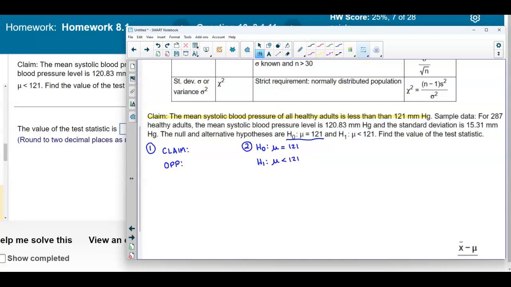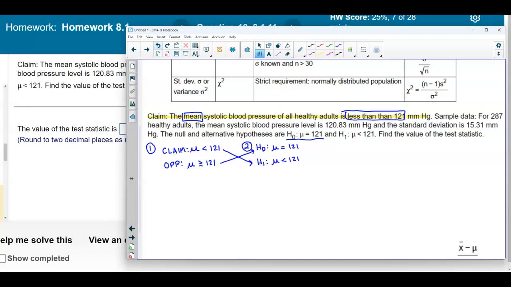So let's verify the claim. Well, the claim says that the mean systolic blood pressure of all healthy adults is less than 121. So the claim would be that the population mean is less than 121, which would mean the opposite would be greater than or equal to 121. So to verify that, this would then apply to the null, because the null always has the equal sign, and the claim goes to the alternative. So we can verify that that is true.